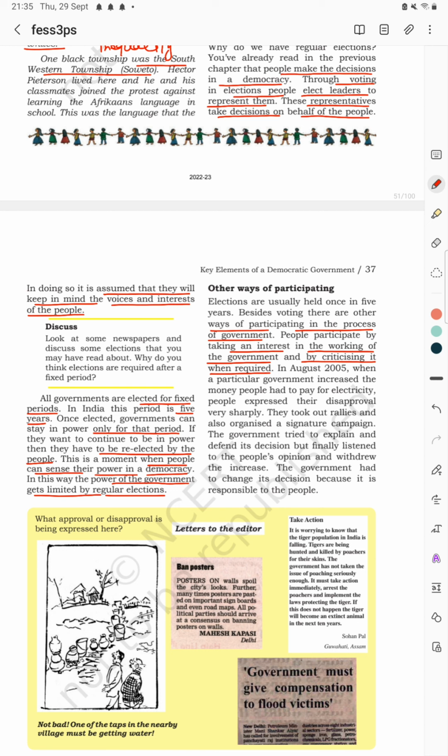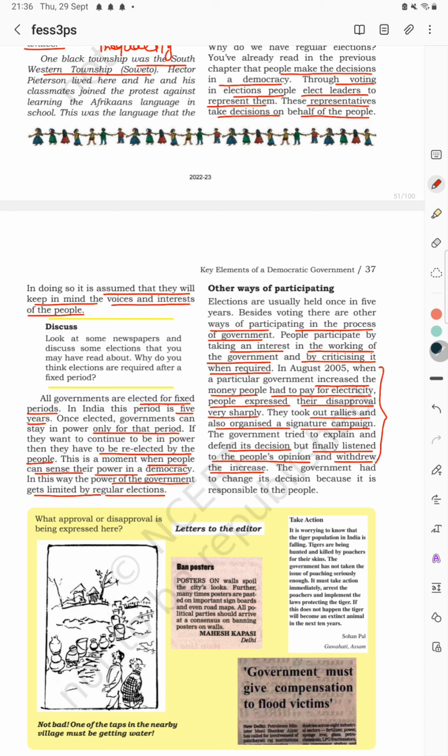So in August 2005, when a particular government increased the money people had to pay for electricity, people expressed their disapproval very sharply. They took out rallies and also organized a signature campaign. The government tried to explain and defend its decision, but finally listened to the people's opinion and withdrew the increase. So this was one example.